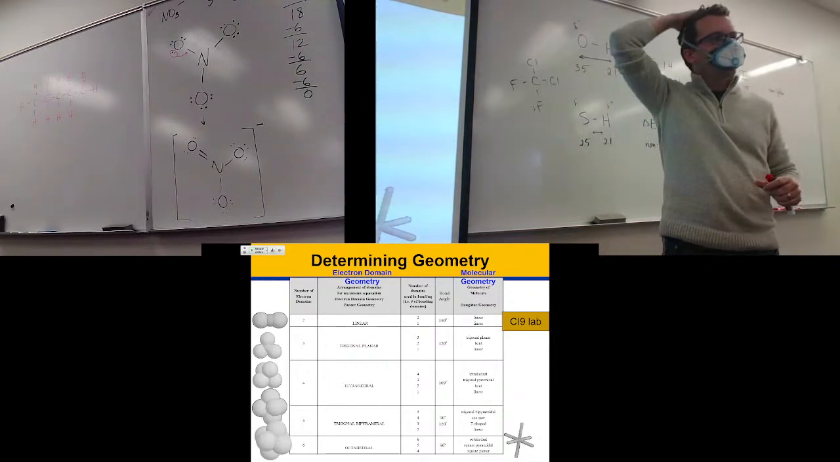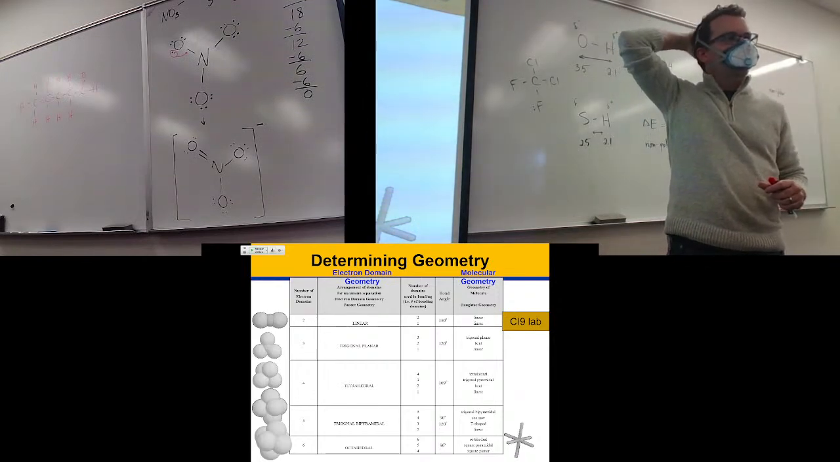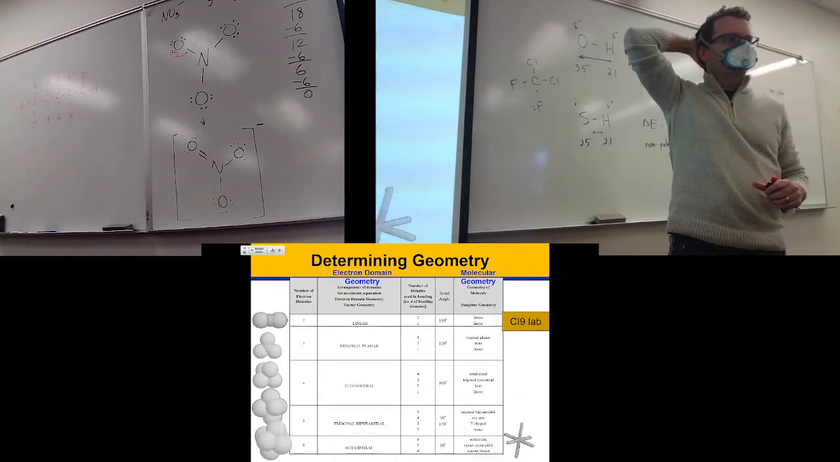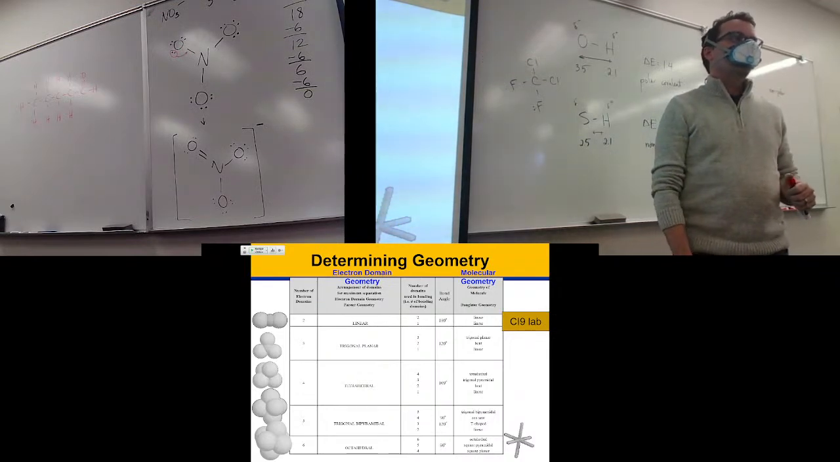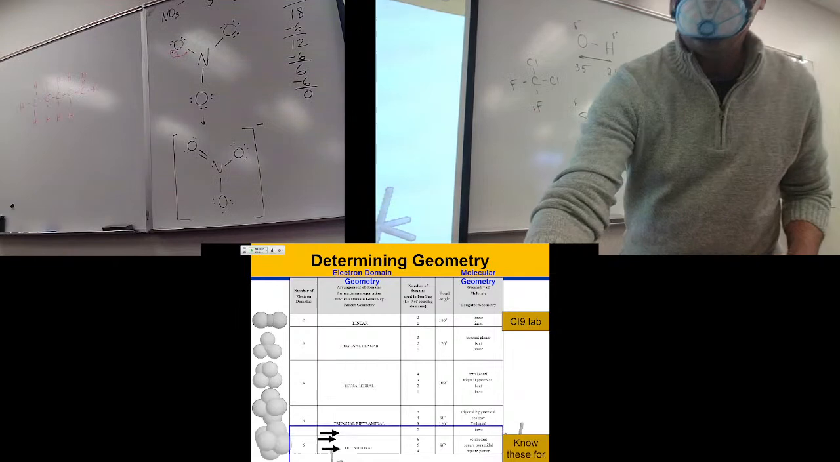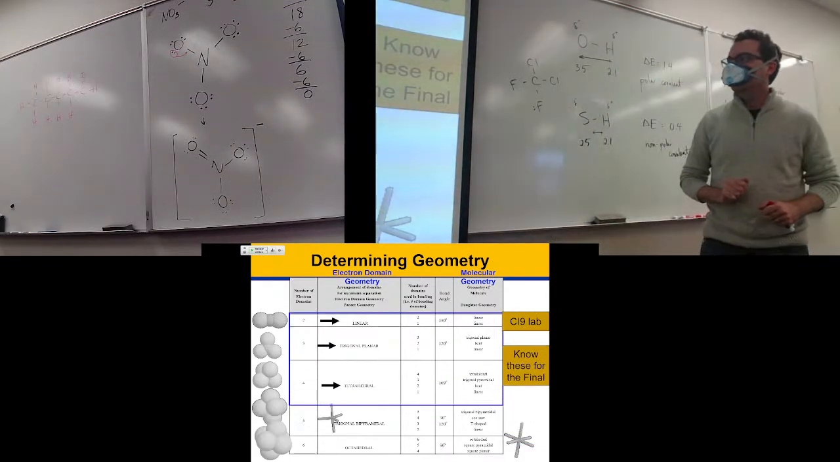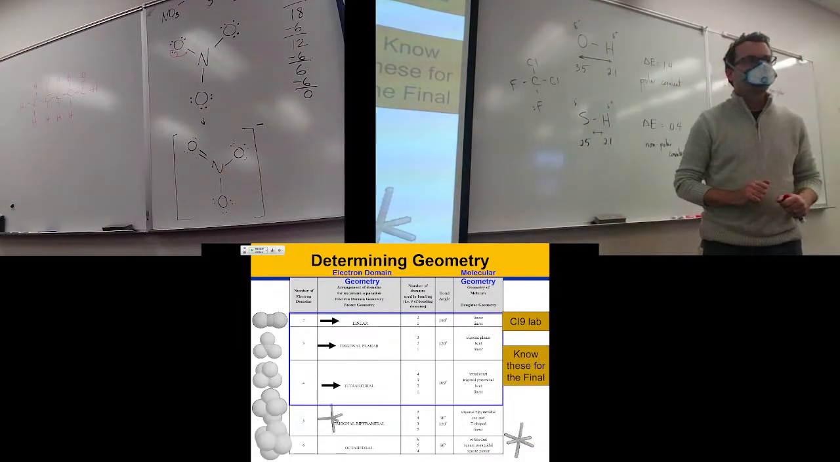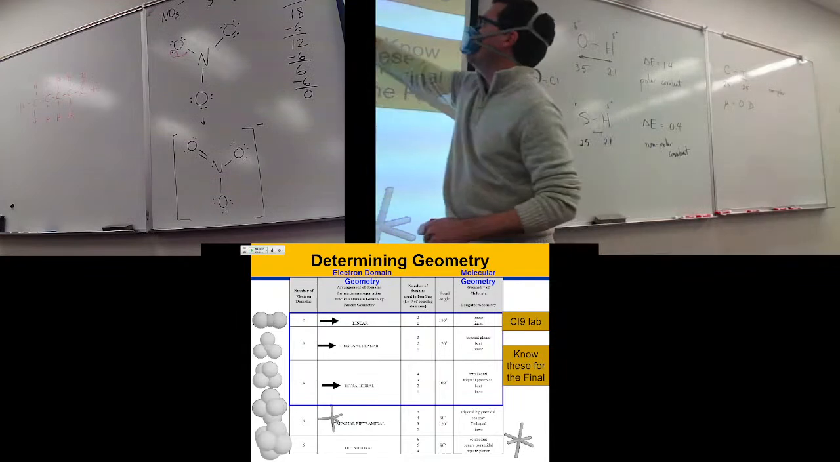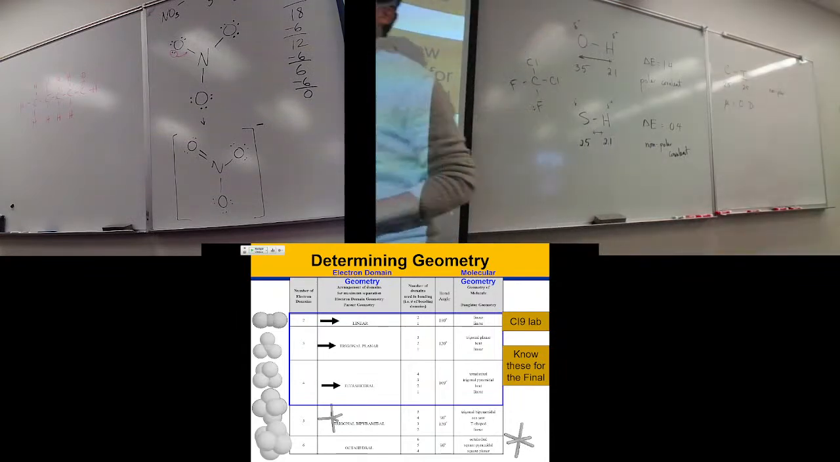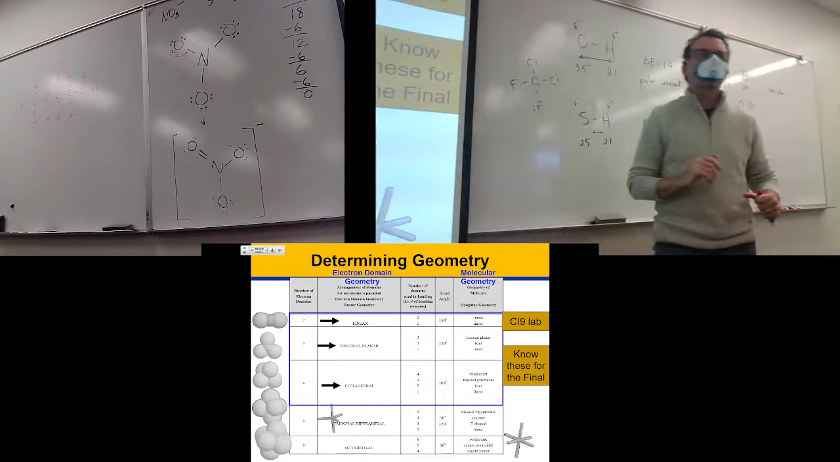Oh, question. Yeah, sorry. I was wondering, are we going to have this on the final? Will you be given this table? No. Oh, okay, so we need to memorize it. So yes and no. You only need to know the top part. You don't need to know trigonal bipyramidal, octahedral, and the subshapes. You don't need to know this, but you need to know these. So you need to know how to get from here to here without this table.